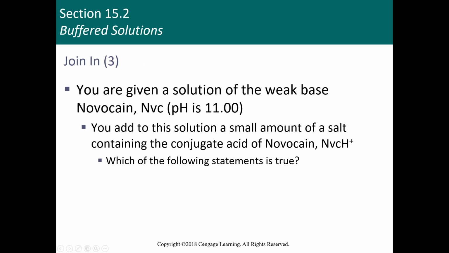Okay, so here at the beginning of the problem, I had Novocaine, which here is obviously a base, its pH is 11. And I've then added a salt that contains its conjugate acid. So I've added an acid to this, haven't I? So when you add an acid to a base, what happens? Well, the H plus increases and the OH minus decreases, right?